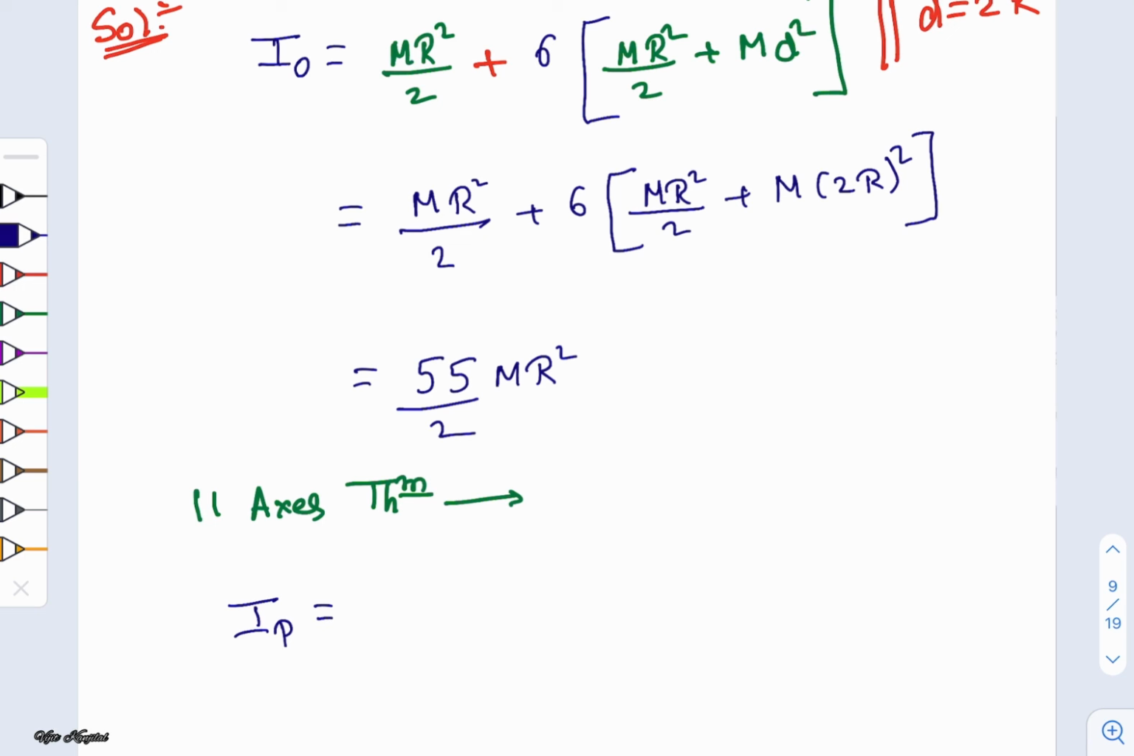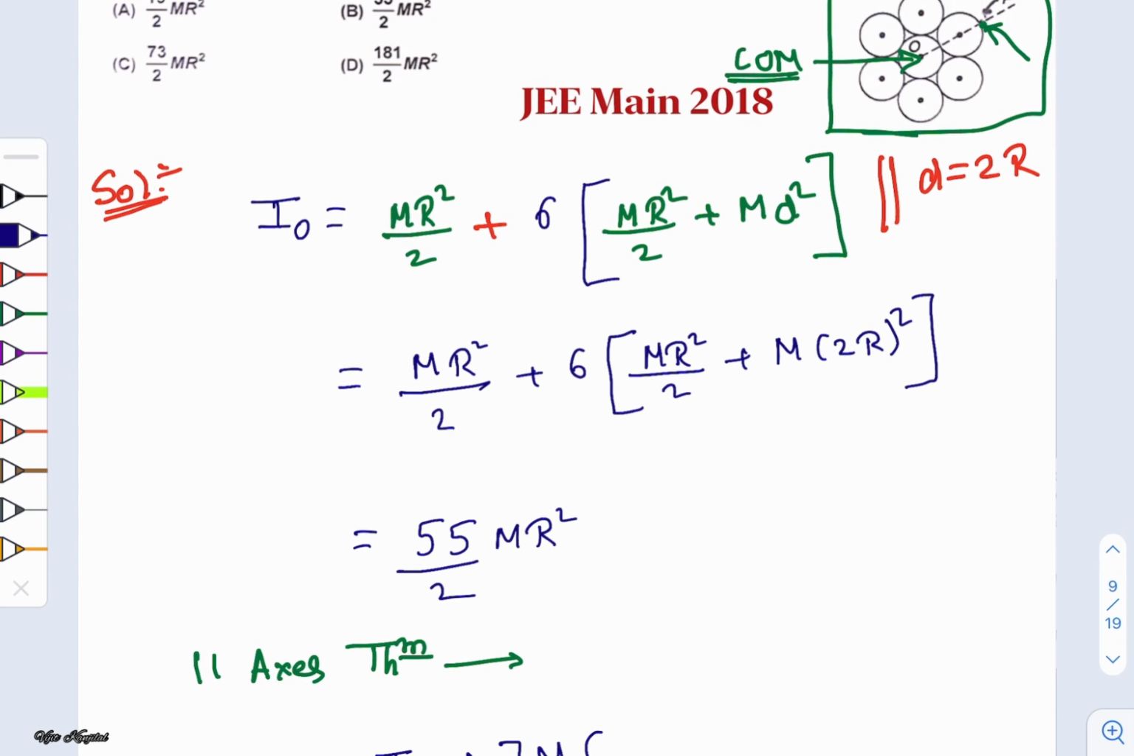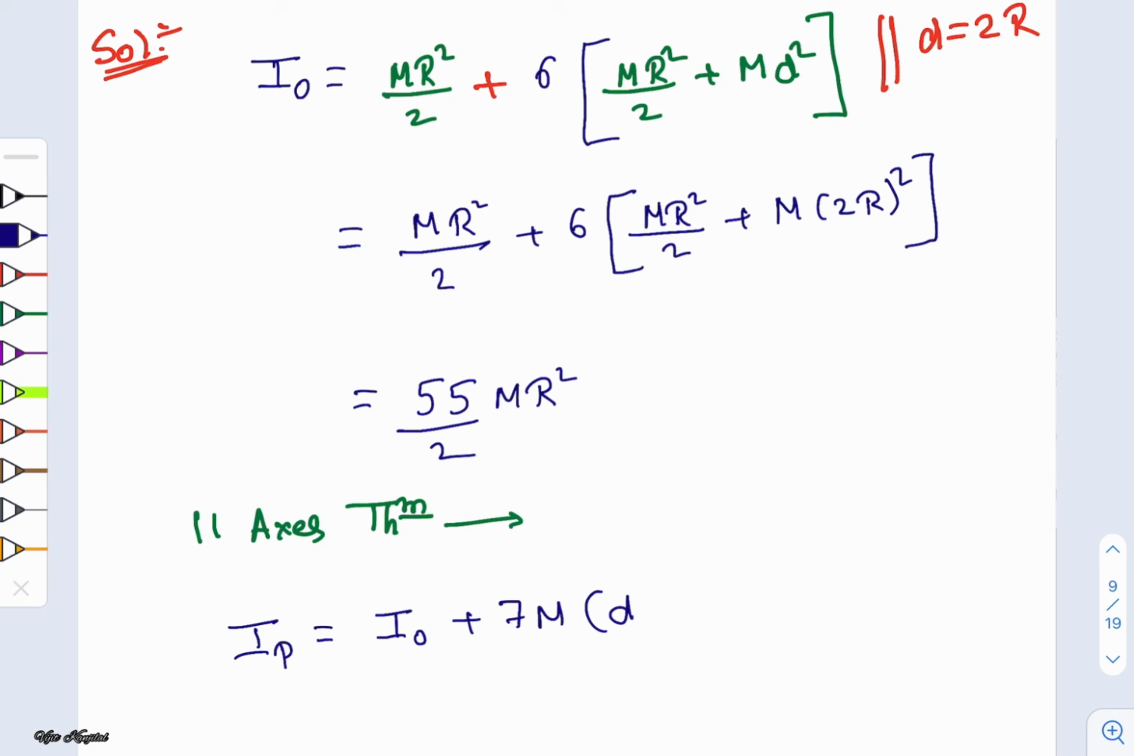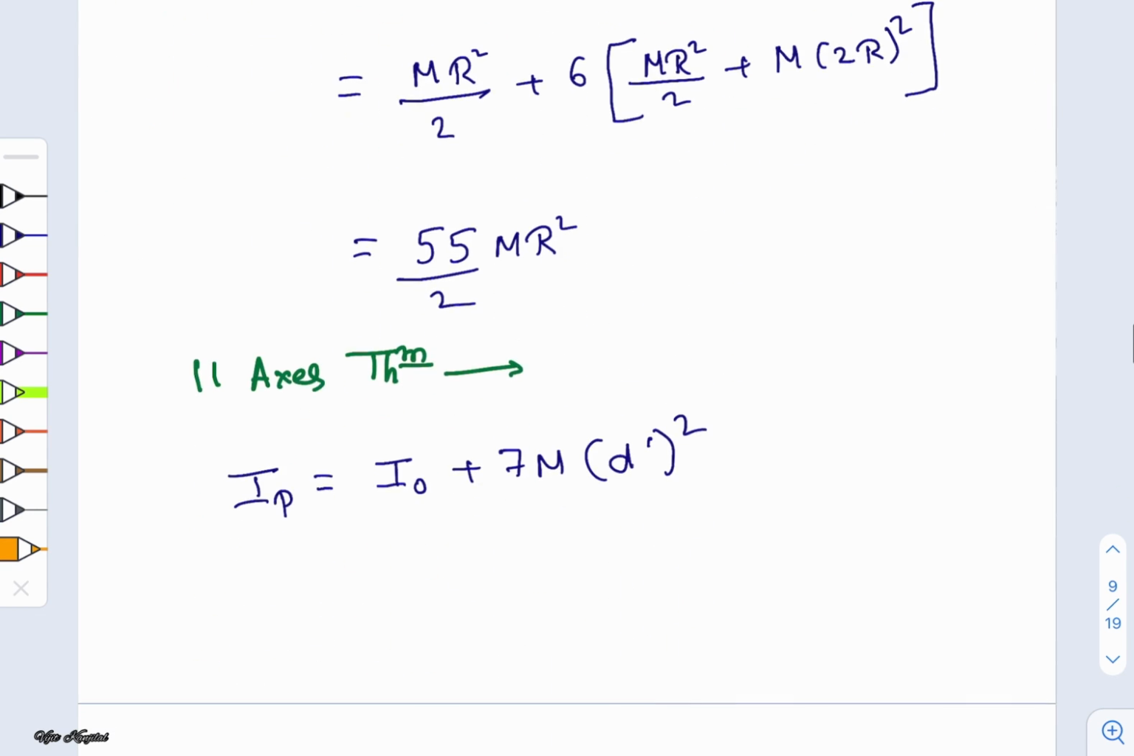IP is simply IO plus the total mass of the system, as there are 7 disks, so it would be 7m, times the distance between point O and point P, let's call that d prime, whole square. What is this particular distance? Let's call this d prime. d prime is nothing but 3r. So it would be simply 55 mr square by 2 plus 7m times 3r whole square.